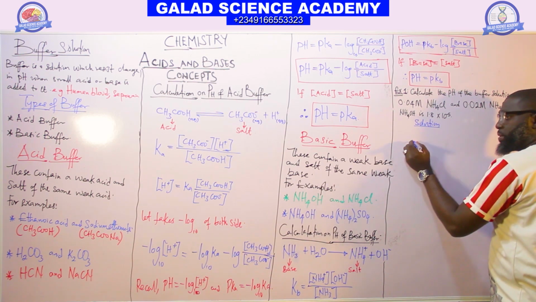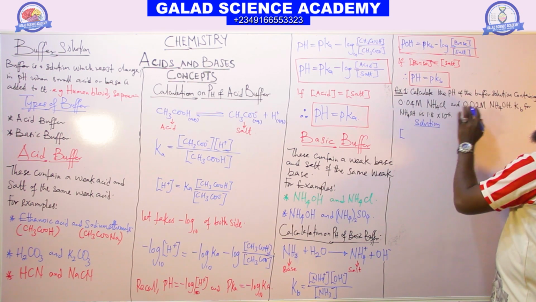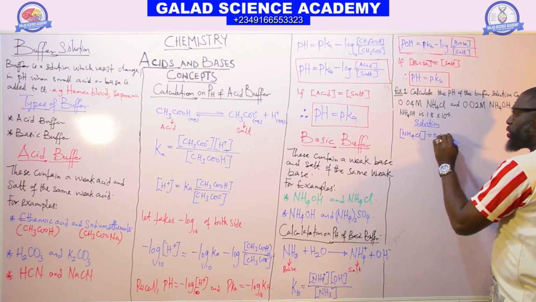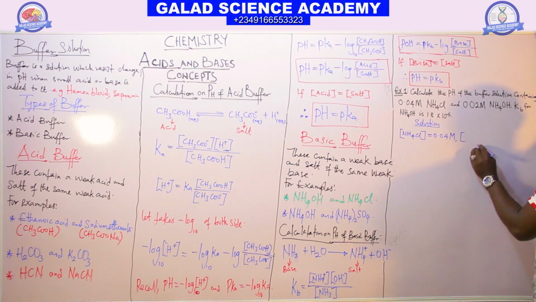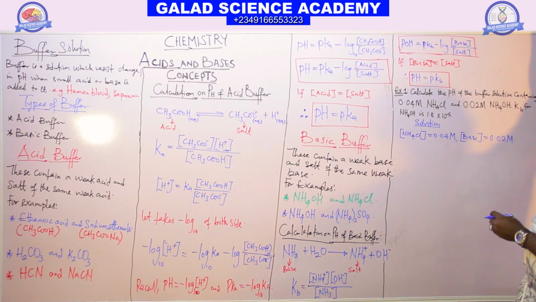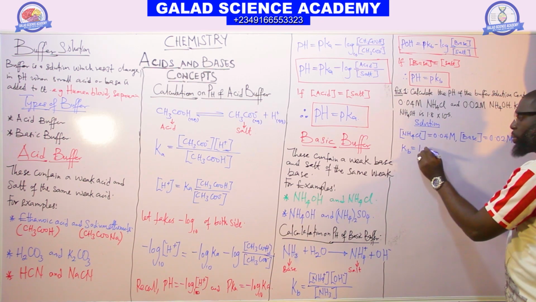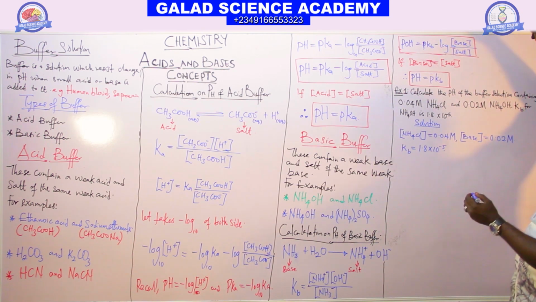So we are given the Kb. Let me start from here. The concentration of ammonium chloride, NH4Cl, is 0.04. And the concentration of base is 0.02 molarity. Then we have Kb as 1.8 times 10 raised to power minus 5. We are now asked to find the pH. So what is the formula for pH?